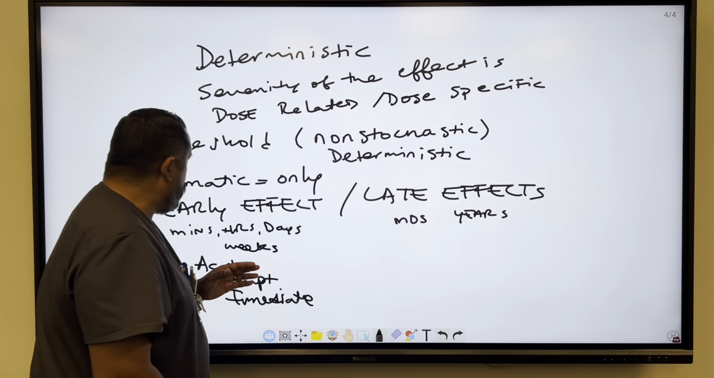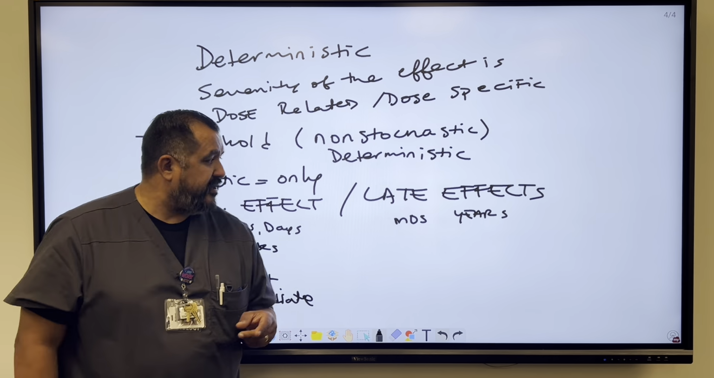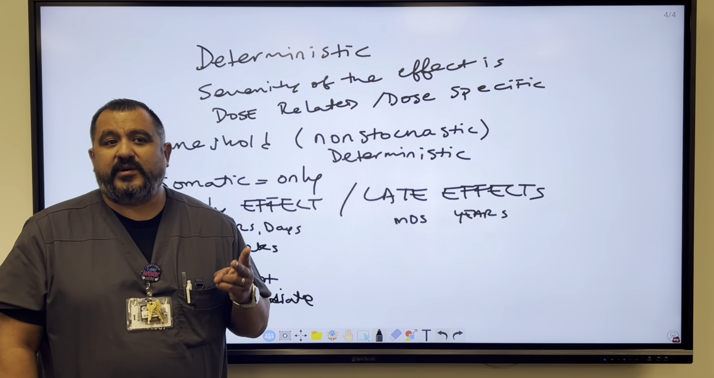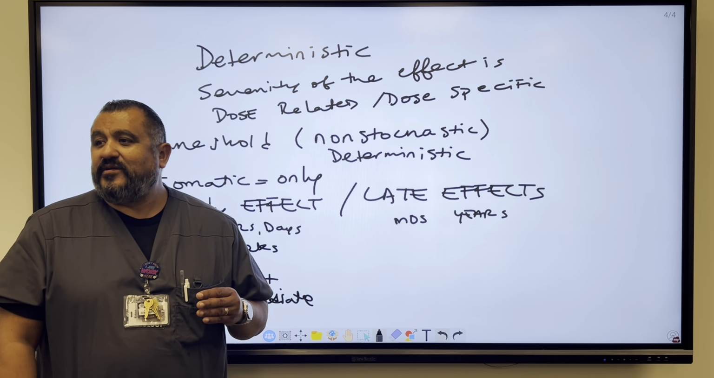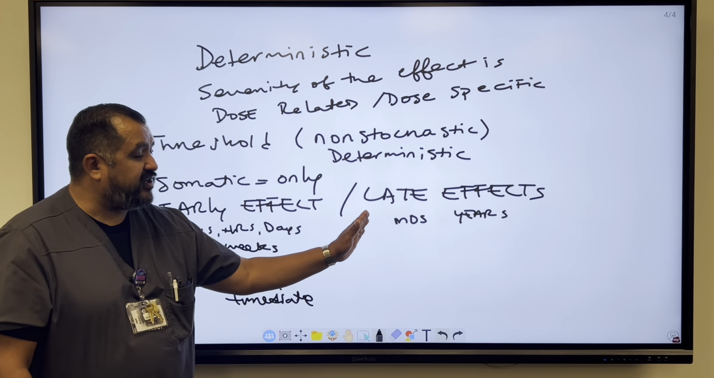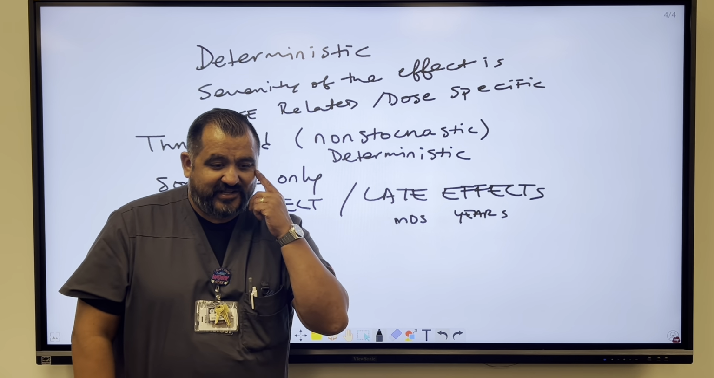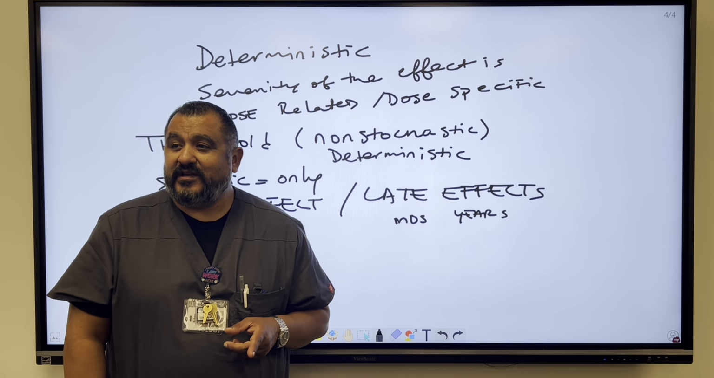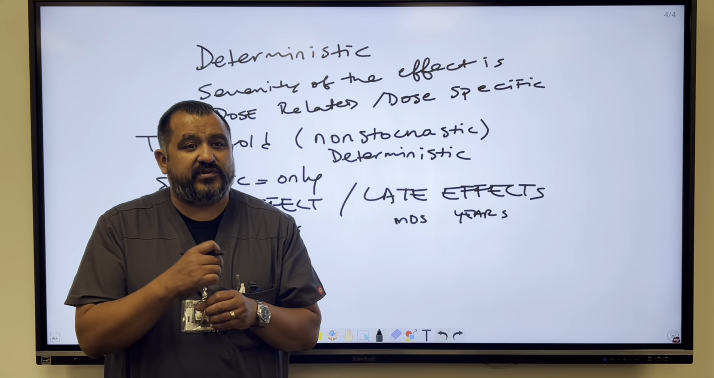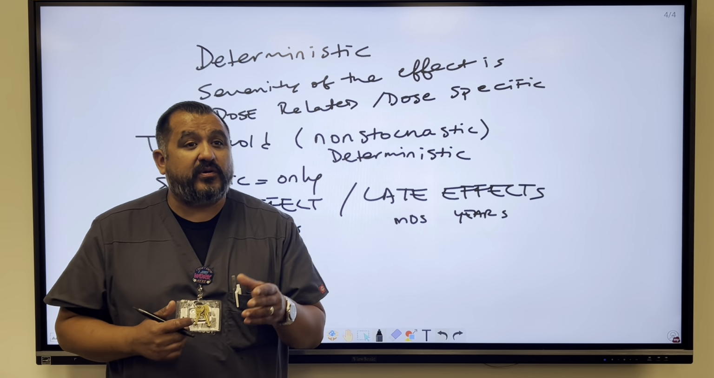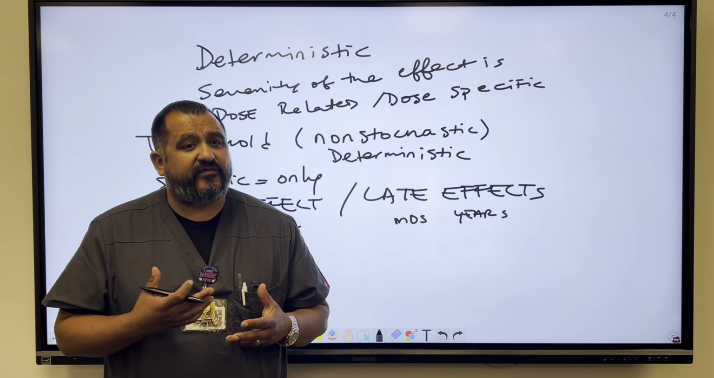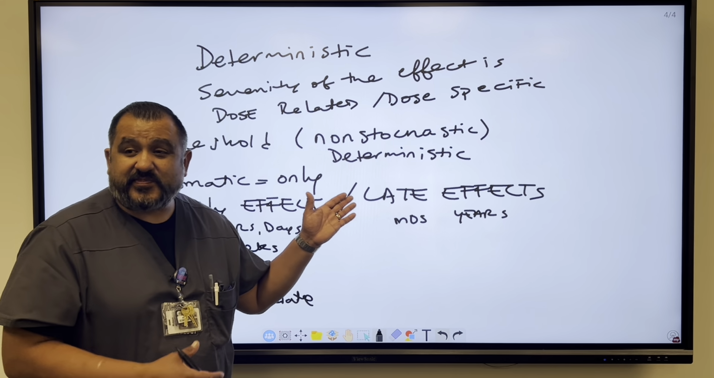So, with early effects, we gave you some examples. With early effects, erythema, epilation, temporary sterility, ulceration, blood cell reduction, those are all going to be early effects. With late effects, you have cataracts, you have atrophy, right? Atrophy is when you have a shrinkage of the tissue or the object, right? You have fibrosis, okay? So fibrosis is abnormal thickening. So these are going to be late effects, and these occur, you guys, again, at a specific dose, but they occur later on.